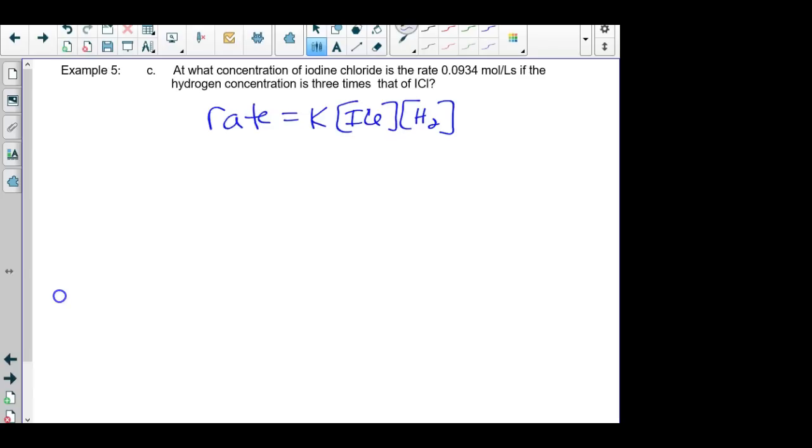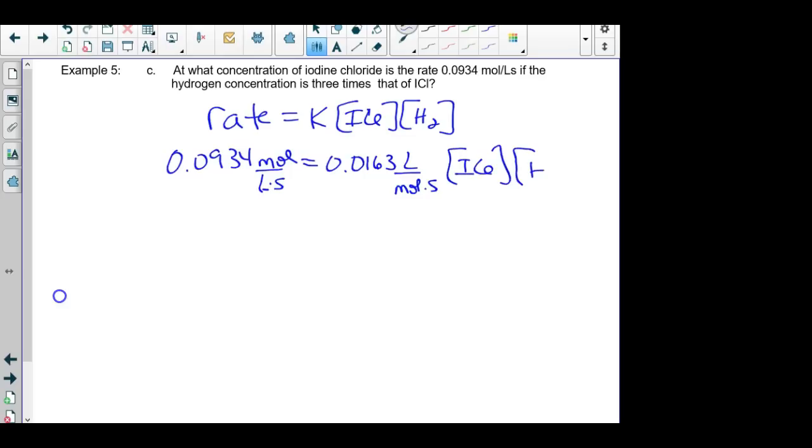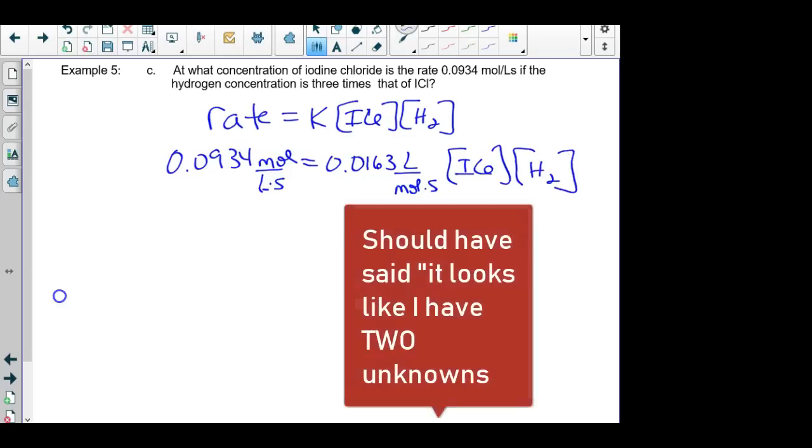All right, so right now I see a rate, 0.0934 moles per liter seconds. I already have K, 0.0163. Am I remembering that right? Let me check my notes. Yes, liters per mole second. And right now, I have nothing to plug in numerically for either of those two. So it looks like I have an unknown.